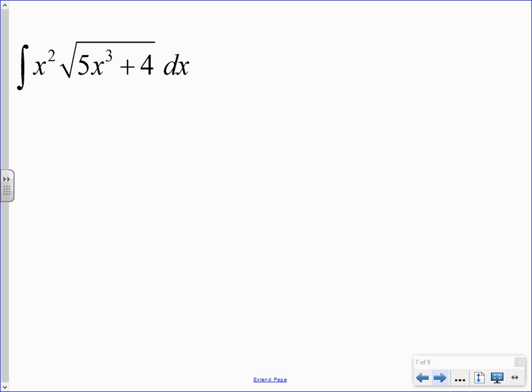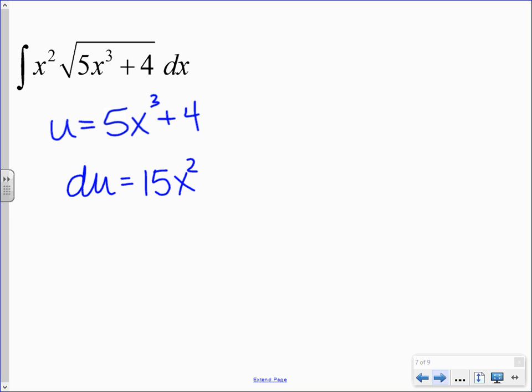Trevor, what would you set u equal to? The 5x cubed plus 4. Do you agree with Trevor? Is that what you would do? Yes. Okay, that is the function inside of another one, so that's the one that we want to try. Okay, now if u is 5x cubed plus 4, then du would be 15x squared dx.